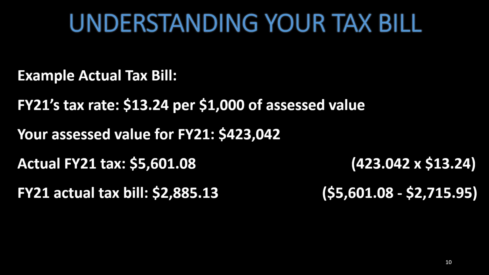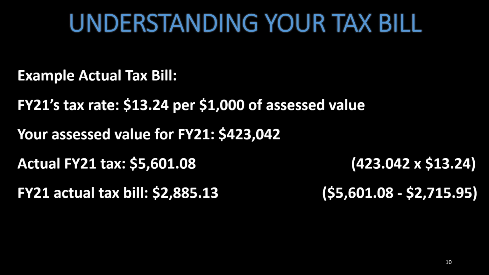Your tax bill for January, your quote-unquote actual tax bill, is $2,885.13. How do we compute that? We take the actual fiscal year 21 tax, the $5,601.08, and we subtract out the amount of the preliminary tax, 1/2 of that preliminary tax that you received a bill for in July.